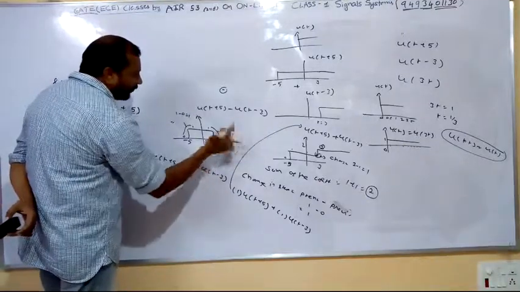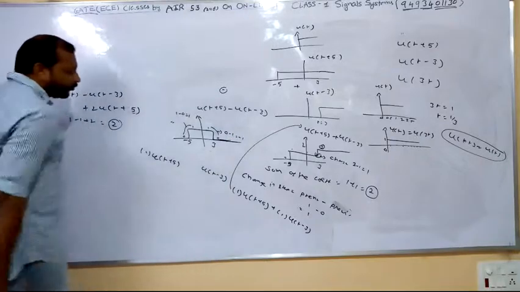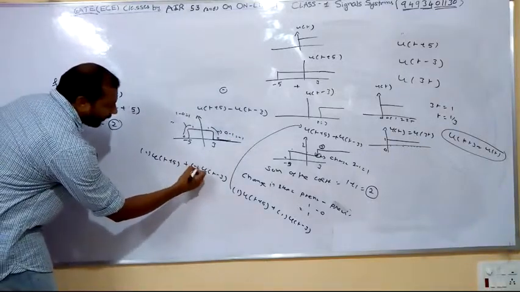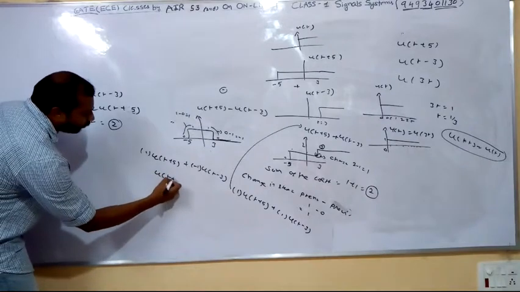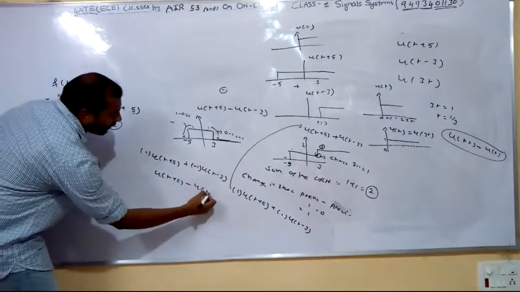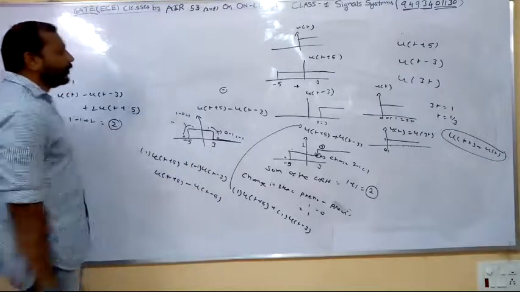Present minus previous, 0 minus 1, is equal to minus 1. So you have to write here plus 1 and minus 1 as the coefficients, and the final expression for the signal is u of t plus 5 minus u of t minus 5 minus u of t minus 5. Simply you can write like this.